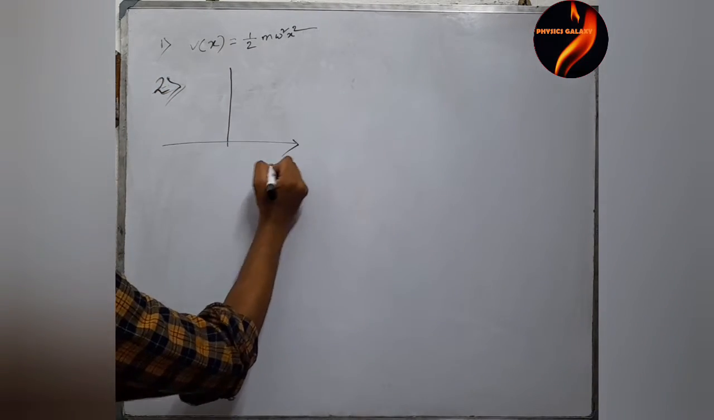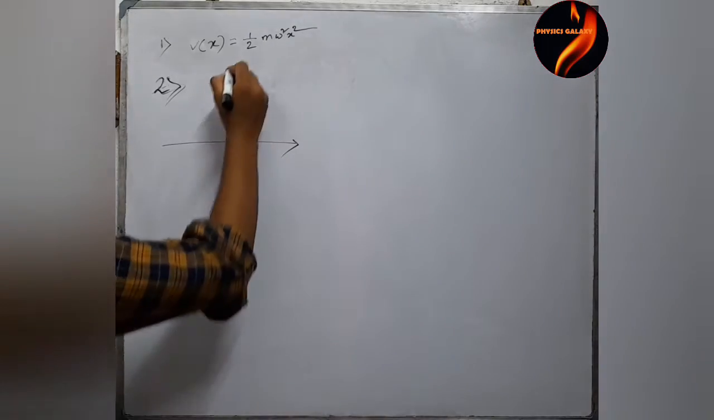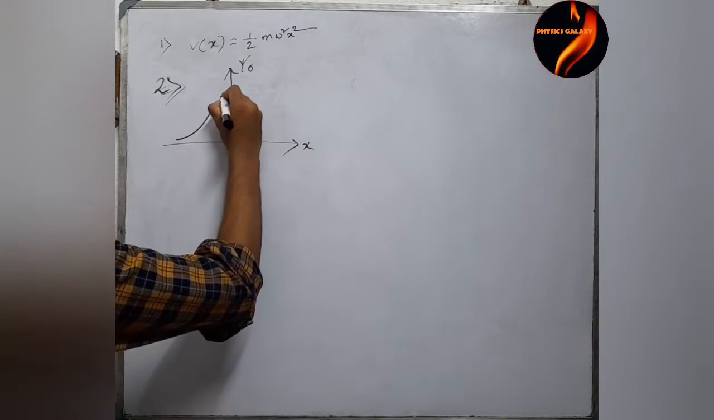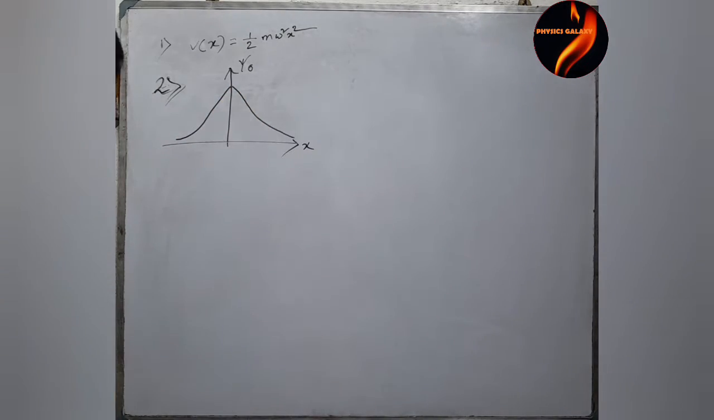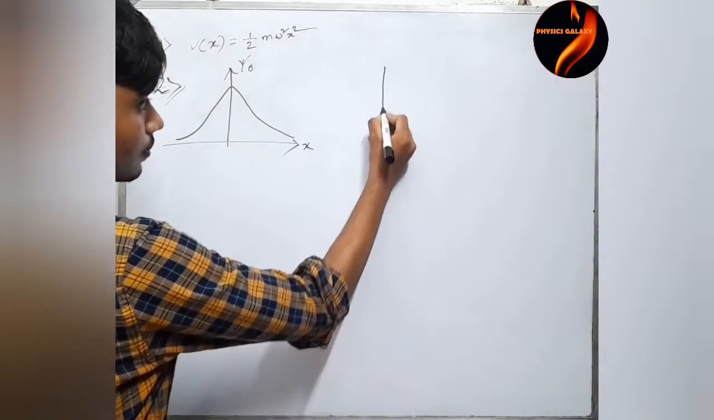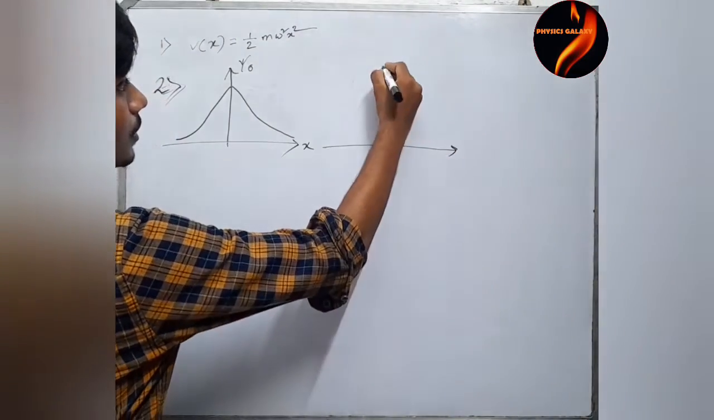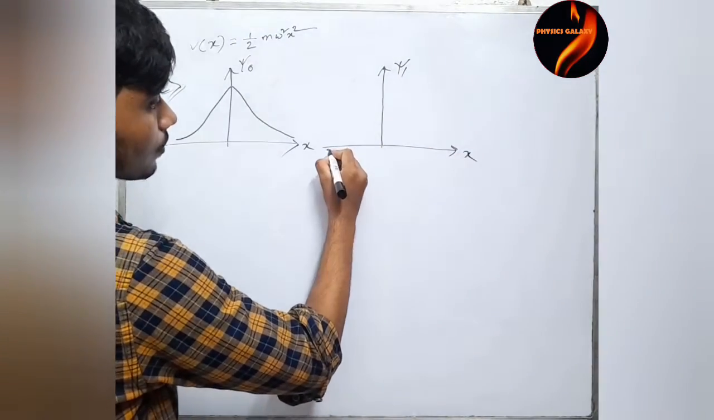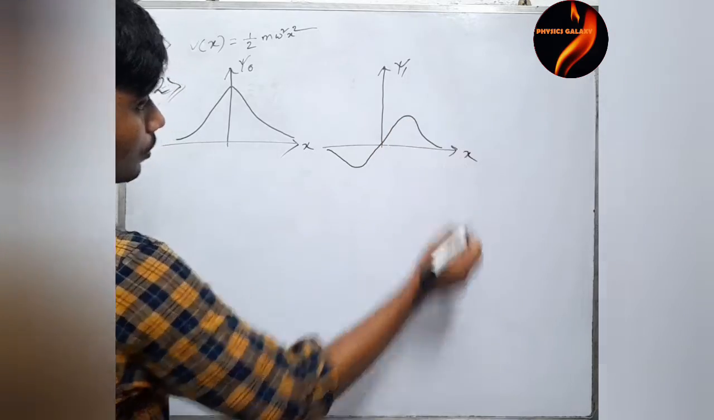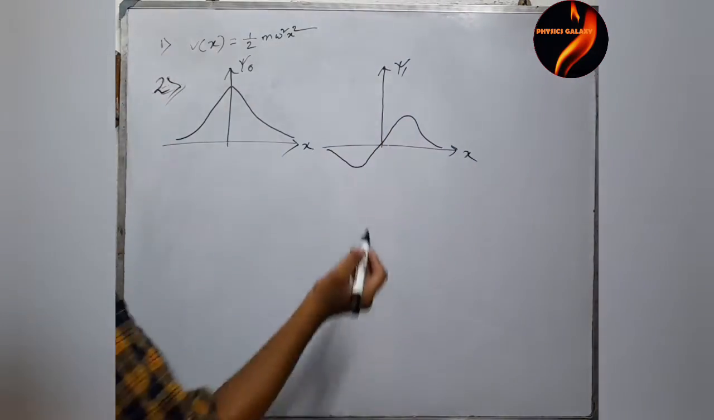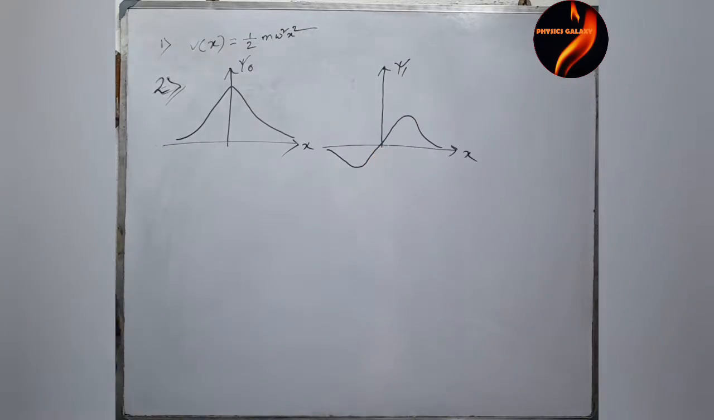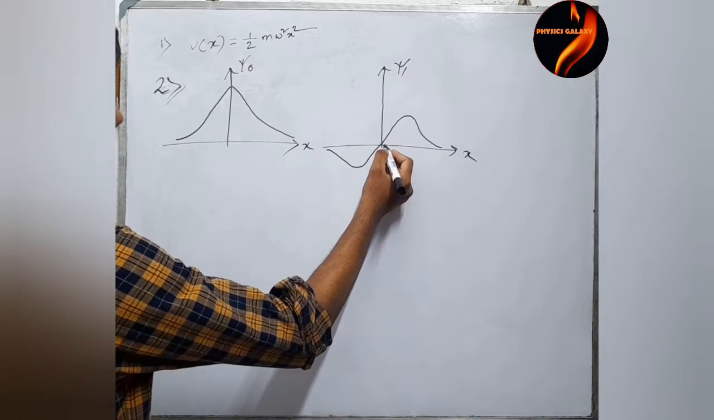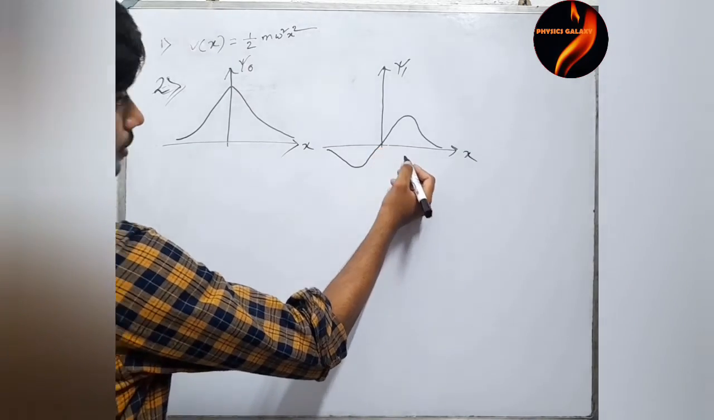We know that the ground state wave function is a Gaussian type wave function and it looks like this. This is the first excited state wave function. We know that the total number of nodes in the wave function should be 1 for the first excited state of the simple harmonic oscillator, and we clearly see that here only 1 node is present.